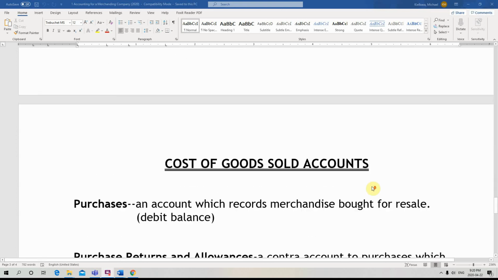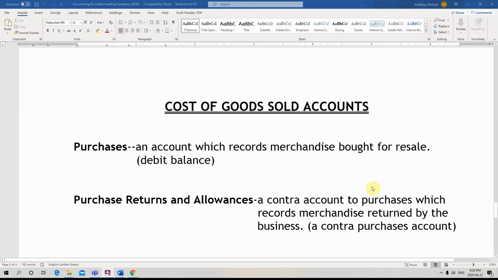Now, there's all kinds of new accounts we're going to have to worry about when we're journalizing now. One is a purchases account. Now, this account is going to be debited whenever we buy stuff to resell, just stuff to resell. So if we were buying equipment, we would just debit equipment, okay, and credit cash or credit accounts payable. But if we're buying stuff to resell, we're going to have to debit purchases and credit cash or credit accounts payable.